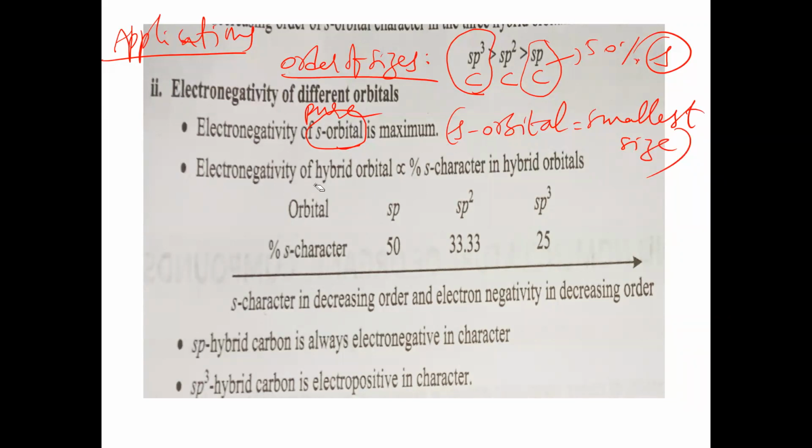Next, the electronegativity of a hybrid orbital is directly proportional to the percentage of s character in the hybrid orbital. If you take sp carbon, sp2 carbon, sp3 carbon: sp hybridization in the carbon atom has 50% s character, sp2 carbon has 33.3% s character, and sp3 carbon has 25% s character. So the greater the s character, the smaller the size and the greater the electronegativity. So sp carbon is smallest in size.